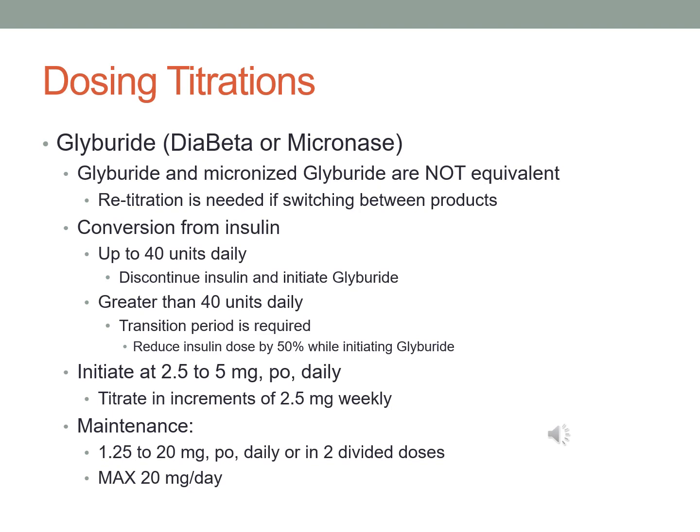First, you will reduce the insulin dose by 50% while initiating the glyburide. You can initiate the glyburide at 2.5 to 5 milligrams by mouth daily. Titrate in increments of 2.5 milligrams weekly. For a maintenance dose, it can be between 1.25 to 20 milligrams by mouth daily or in 2 divided doses. The max daily limit for glyburide is 20 milligrams a day.